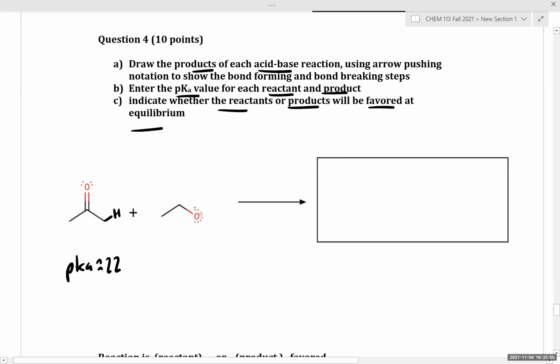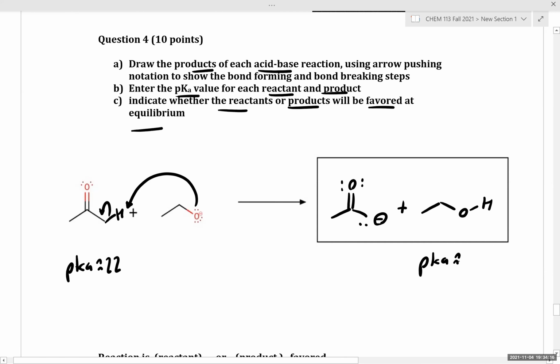We have ethoxide. Ethoxide is going to react and pull off a proton. We're going to in turn generate a ketone enolate and ethanol. And what is the pKa of ethanol, roughly? What is the pKa of a primary alcohol? Give or take. Approximately, what's the approximate pKa of ethanol? It's about 17.